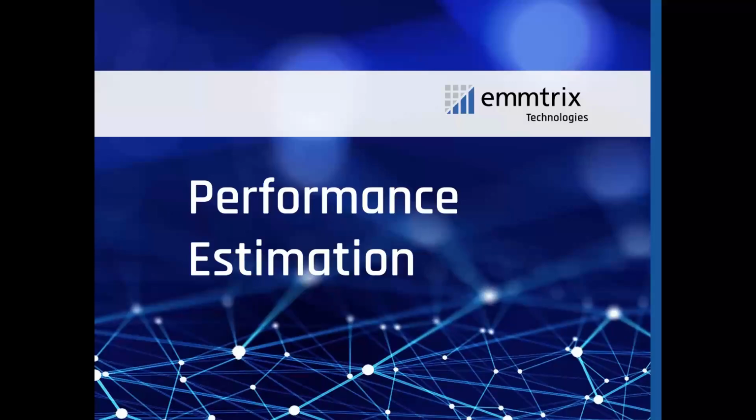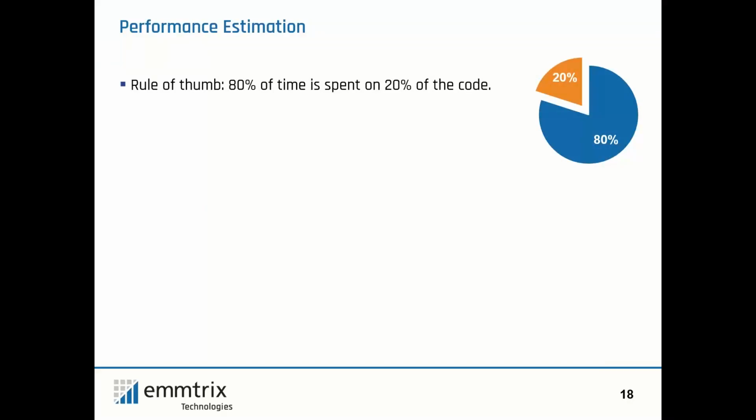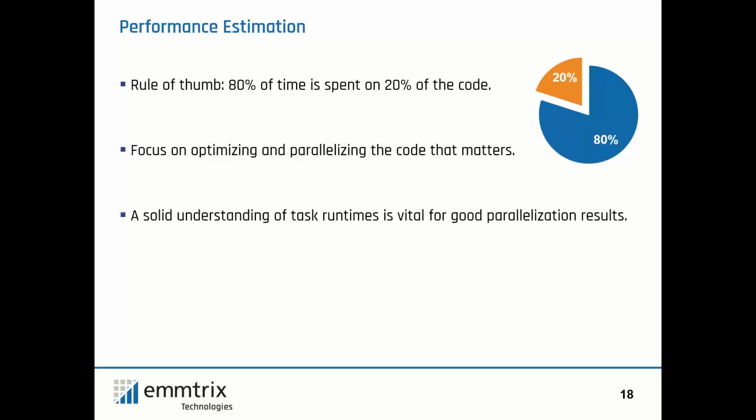A very important part is the performance estimation. If you look at typical programs, a rule of thumb is that 80% of time is spent on 20% of the code, and you should focus on optimizing and parallelizing the code that matters. That is what we saw in the image processing example, where we could readily identify which parts we should optimize. But a solid understanding of task runtimes is vital for good parallelization results, not only for the developer, but also for the parallelization tool. This shows a lot more for the control applications we have here. It's not that much of an issue for the image processing application.